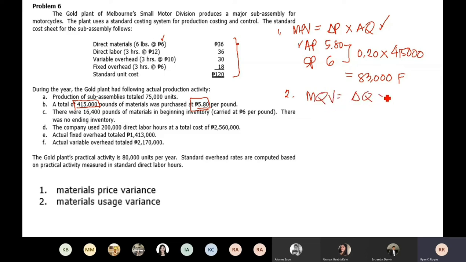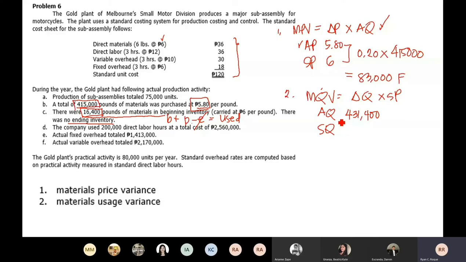Difference in quantity times your standard price. Hanapin ang actual quantity, hanapin ang standard quantity. Ano ba ang actual quantity natin? Is it used or purchased? It should be used. Mukhang walang actual quantity used na binigay. Pero sabi rito, there were 16,400 pounds at the beginning, yung materials natin, and there was no ending inventory. So therefore, beginning plus purchases minus ending is your used. Wala namang ending, so beginning plus purchases lang. Beginning na 16,400 plus 415,000. So, ang actual quantity mo ay 431,400.